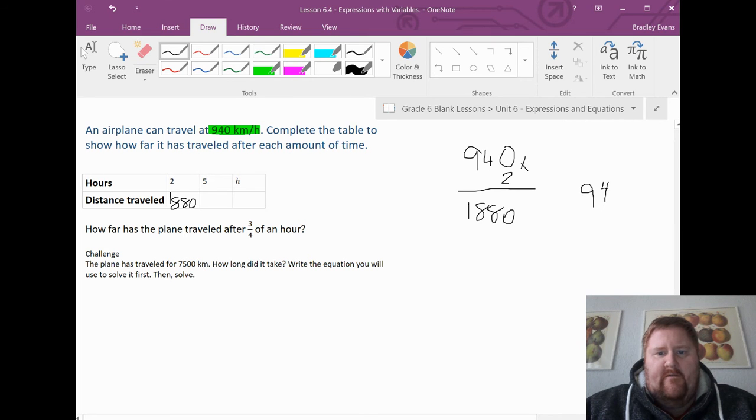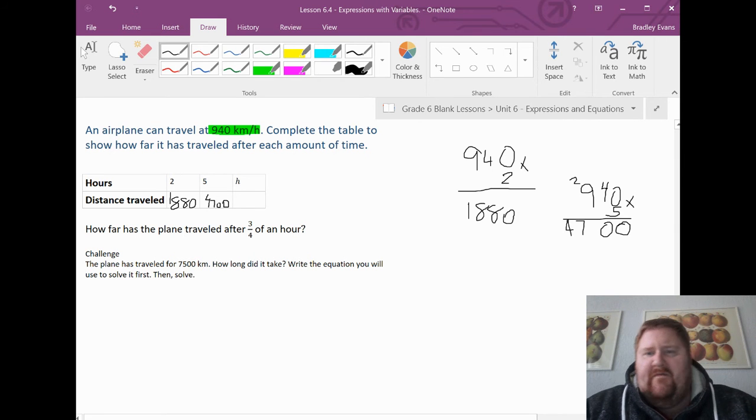Well, 940 is 1 hour, so multiply that by 5. 5 times 0, 0. 5 times 4, 20. 5 times 9, 45. Plus 2, 4,700. It's traveled 4,700 kilometers. So now writing an expression means we can generalize how far this plane is going to travel for however many hours we want.